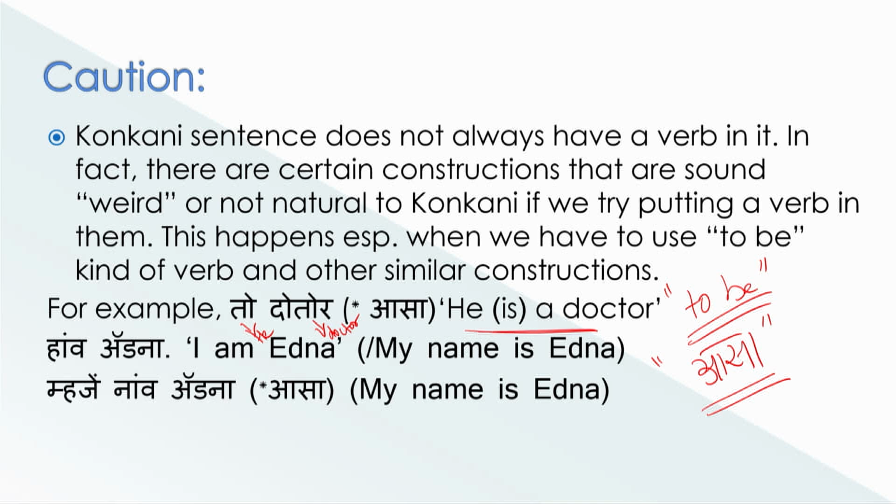So also, if I have to introduce myself, I have to say hanv Edna. Literally, it would be I, Edna. Here also we don't use the to-be form of the verb. Another way of saying would be Maje nanv Edna. Here also I will not use the verb asa. This asterisk is used to show that this sentence is not acceptable in Konkani.